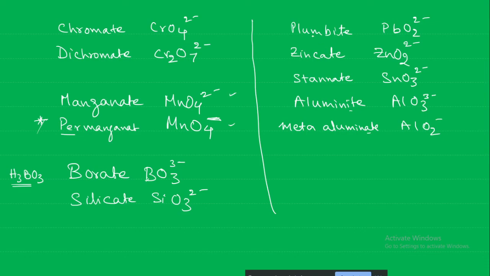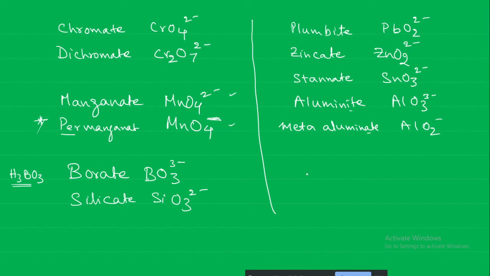So these are special cases where these metals show amphoteric nature. They will react with the base and form this kind of anion.